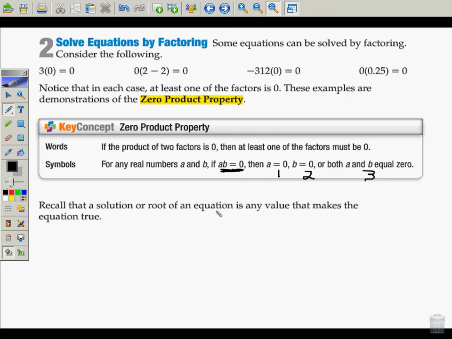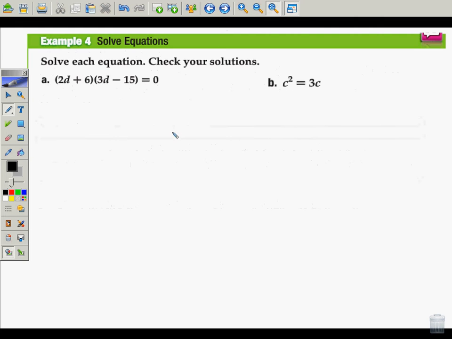And when we solve by factoring, we're looking for a solution or root. So if I say find the roots of an equation, you're just solving it and finding which ones make it true when it equals 0. Okay, so to solve each equation, what we're going to do, we're going to factor it, and then we're going to solve it from there.